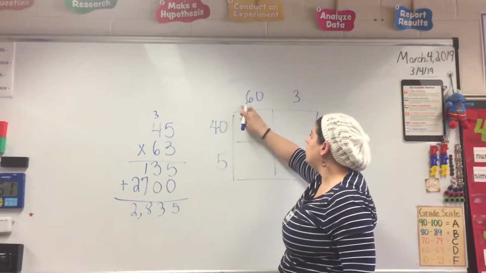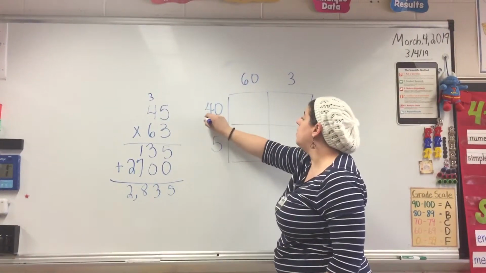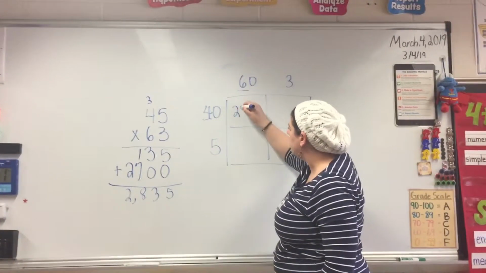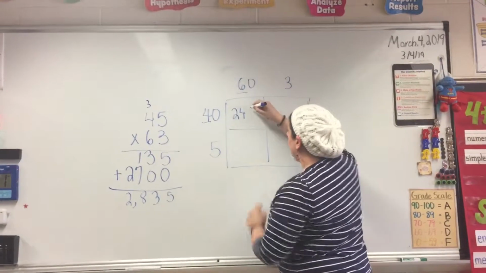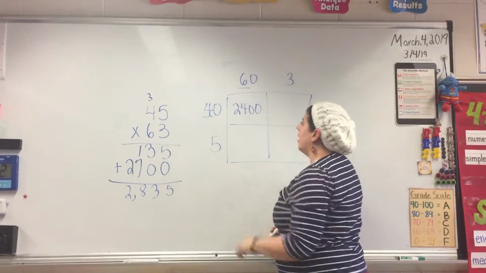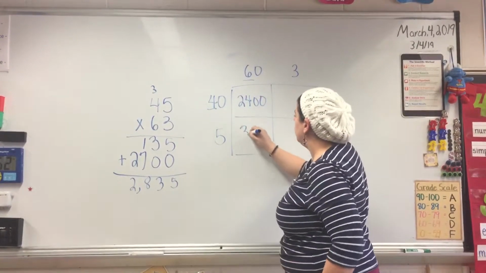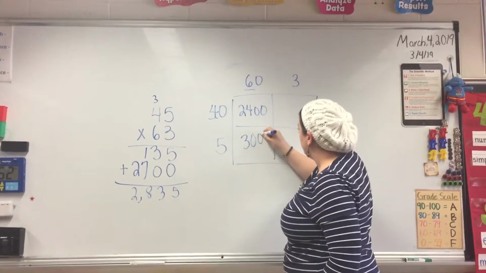So I do 40 times 60. The way I think about this, the way it makes it easier, is by looking at the basic fact 4 times 6. That would be 24, and taking these two zeros and putting them at the end, okay? I'm going to fix that one so it doesn't look like a 6. Now I do 5 times 60. Again, basic fact is 5 times 6, which is 30, and I take that 0 and I include it.